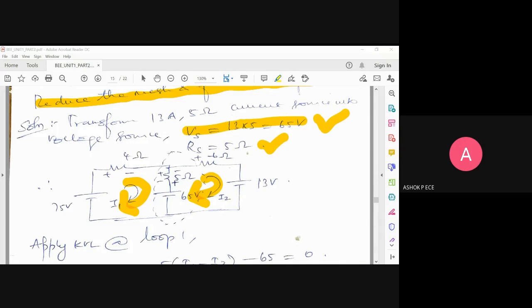Now start writing the equation for mesh 1 and mesh 2. Others write, I will call someone to tell the equation. Krishna, sir, or Sri?